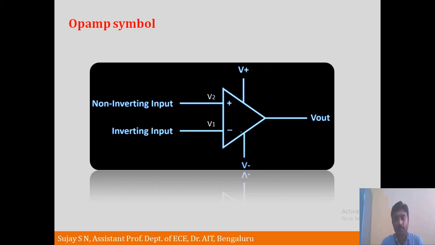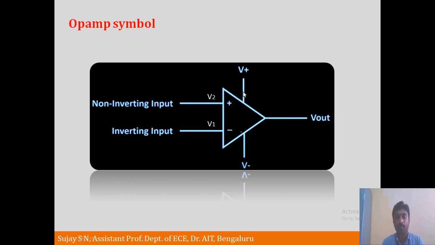Basically, Opamp is a 5-terminal device. It consists of 5 terminals. Out of those 5 terminals, 2 are input terminals and 2 are power supplies and 1 is the output terminal. Out of 2 input terminals, one is the inverting input terminal, which is represented in minus. Another one is non-inverting input terminal, that is represented with plus. Here inverting input is referred as V1 and non-inverting input is referred as V2.